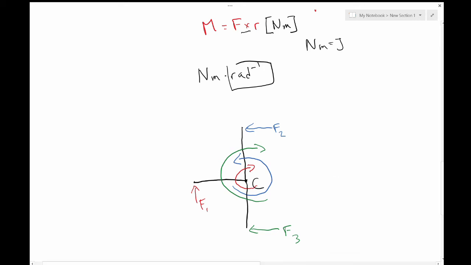So now if we wanted to write the equation for this, the convention is that counterclockwise is positive, so we'd write the sum of moments about C. Let's say that this isn't spinning, so they're going to be equal to 0, and that's going to be equal to negative F1 R1, where we call these R1, R2, and R3, plus F2 R2, and then again minus F3 R3.